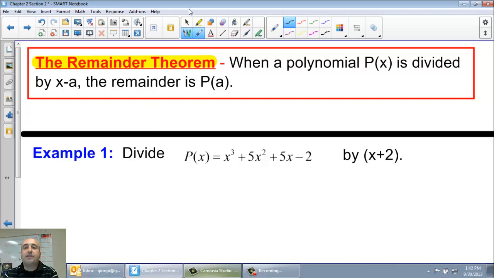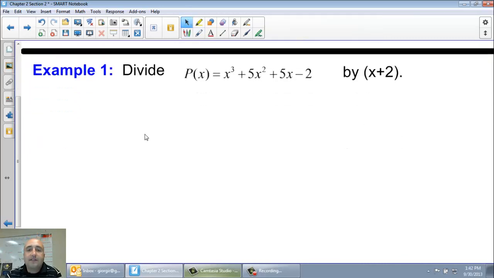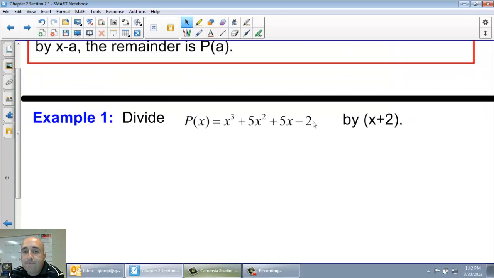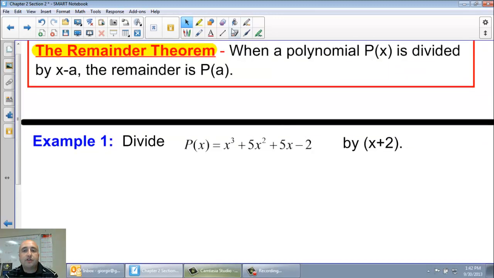Okay, so down here we have example 1. It says divide p of x equals x cubed plus 5x squared plus 5x minus 2 by x plus 2, sorry. So we're going to use synthetic division. We're not going to do long division. We're going to use synthetic. And we do it the same way we did in class in the first section, in the box.